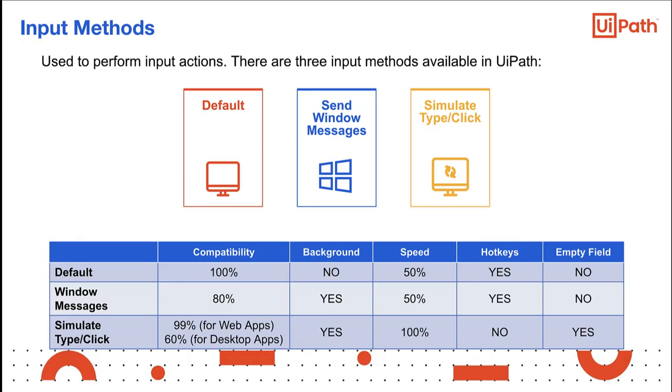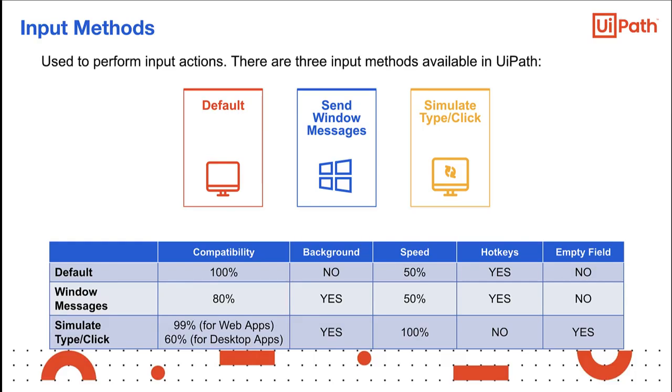Send window messages method performs similar actions as the default method. As you can see on your screen, it is less compatible with the application being used. This function captures actions performed using keyboard and mouse both.